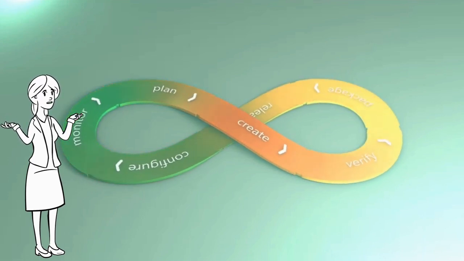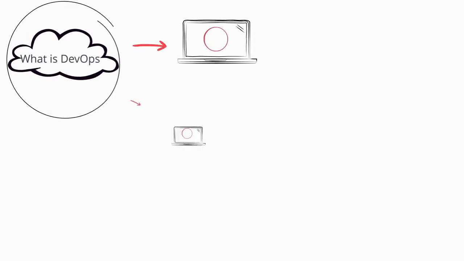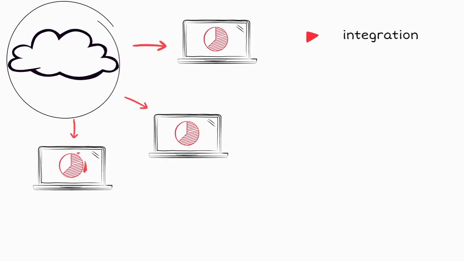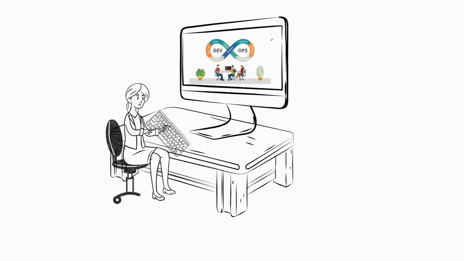DevOps focuses on automating and monitoring the process of software construction, from integration, testing, and releasing to deployment and infrastructure management. DevOps evolved in response to the growing need for better collaboration and communication between development and operations teams.